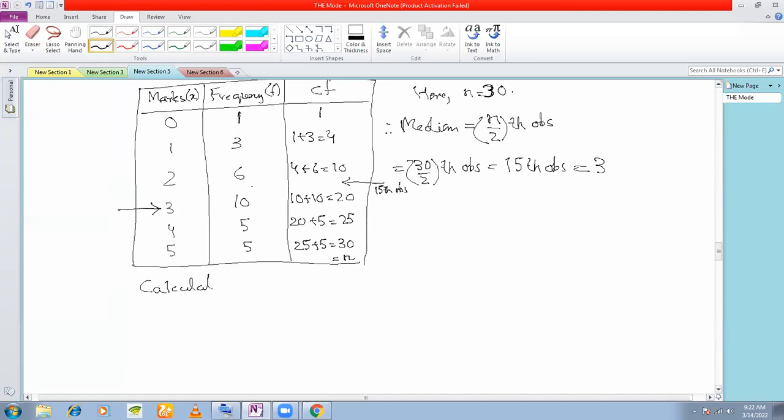Calculation of mode. Now mode is very easy. You just have to see which one is the highest frequency. So if you see here in the table, which one is the highest frequency? 10 is the highest frequency, right?